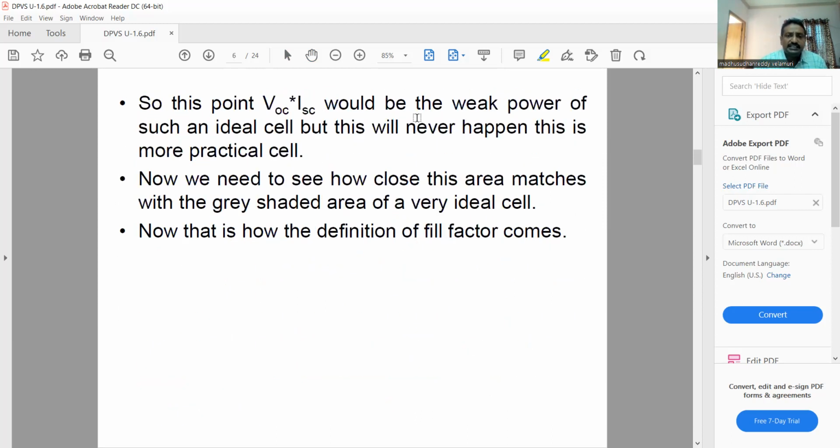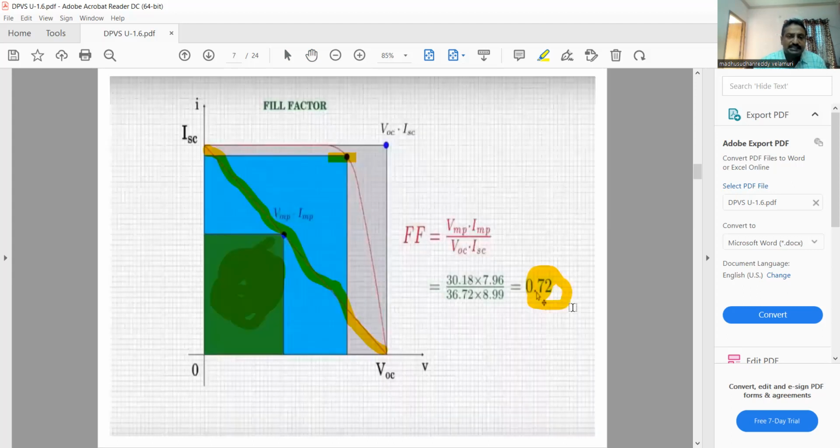So this VOC times ISC would be the peak power of such an ideal cell, but what happens in this more practical cell? Now the definition of the fill factor comes as this: it is the ratio of maximum power to the ideal case of the power.